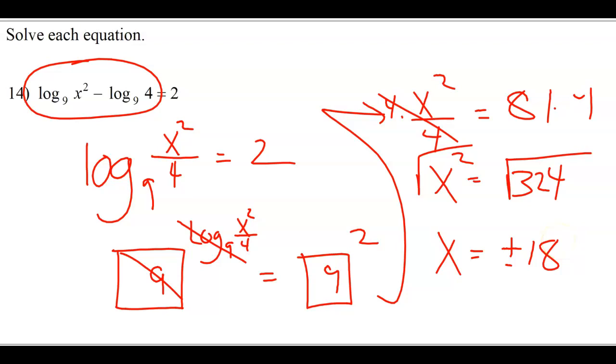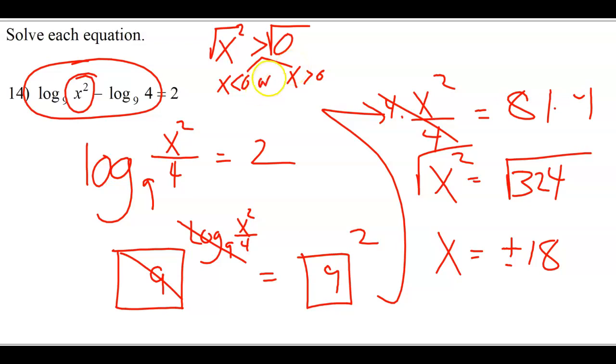And I forgot to check my domain again. So let's go back and do that. So x squared needs to be greater than 0, which means that when you square root both sides, x can either be less than 0 or greater than 0. Okay? So it could be either one, and in either case, both of those work, so we're good.